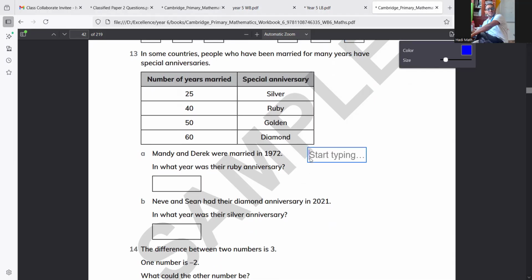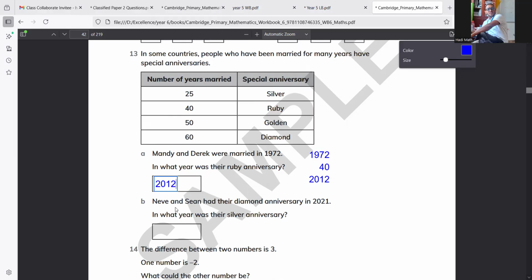Okay, what you need to do is what? They got married in 1972. You see the ruby anniversary, after how many years? After 40 years. Then add 40 to this number. When you add 40, it's going to be what? 2 plus 0 is 2. 7 plus 4 is 11. Carry 1. 9, 10. Carry 1. And this 2. So this will be what? In 2012. 2012.